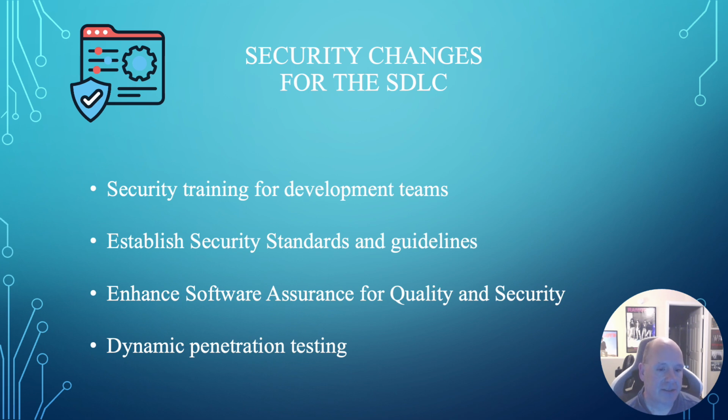Then also they would enhance software assurance for quality and security. As things are tested and vetted, they are looking for those things and making sure that the program is higher quality and more secure than it was before. And dynamic penetration testing allows them to put the program through the ringer and make sure that there are no issues that they can find. There's always an issue with software and security, but if they can run it through enough testing, they can eliminate a good chunk of it before it goes to market or goes to whoever's using it.